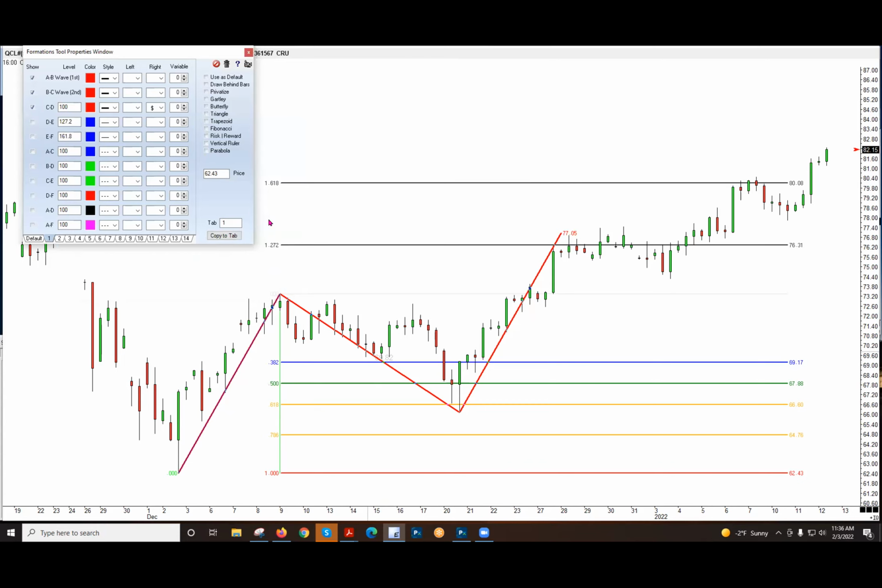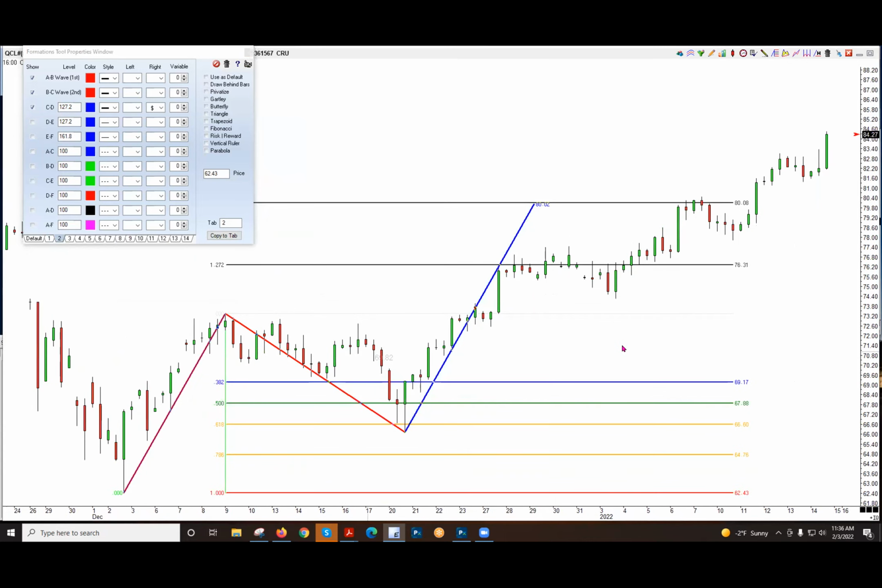And if you extend this D to 127% right here, it extends up to the expansion number at 1.618. And that's how you begin to trade, as I see it, off from the AB equals CD.